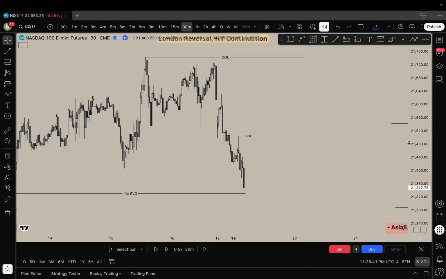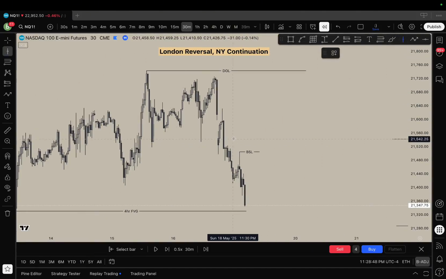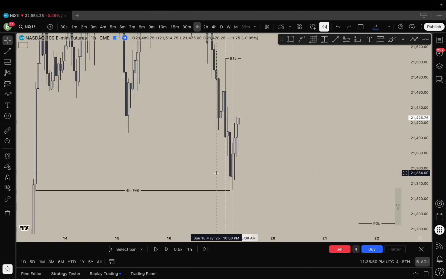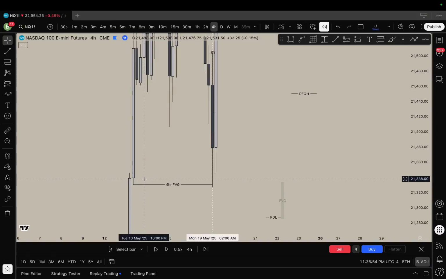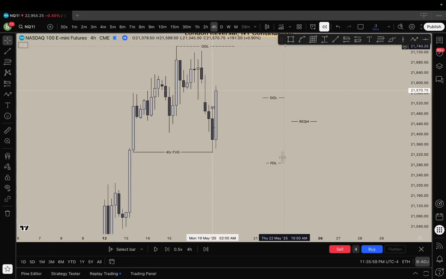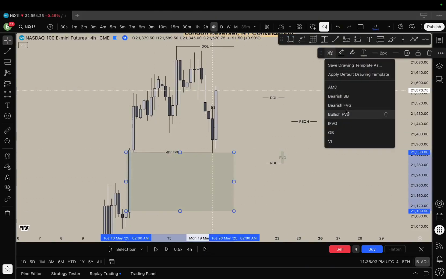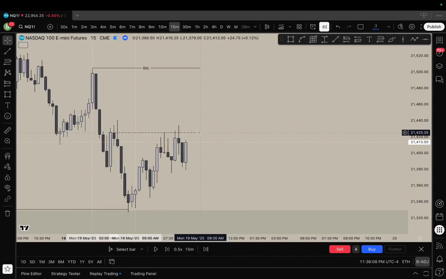All right, so I'm going to get into an example here of a London reversal, New York continuation. I'm looking at 2 o'clock to 5 o'clock here. From 2 a.m. to 5 a.m., we tapped into this discounted 4-hour bullish fair value gap right here, and then price had a move higher. So this is your higher time frame key level, a bullish 4-hour fair value gap. We hit this during 2 a.m. to 5 a.m. So what can you expect for the New York AM session to do? Well, a continuation.